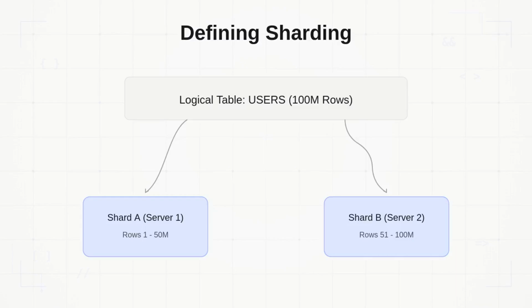They don't share memory or disk. This shared nothing architecture allows for massive parallelization of writes, which is usually the primary bottleneck that sharding aims to solve. But this separation comes at a steep price. Your data is no longer in one place.